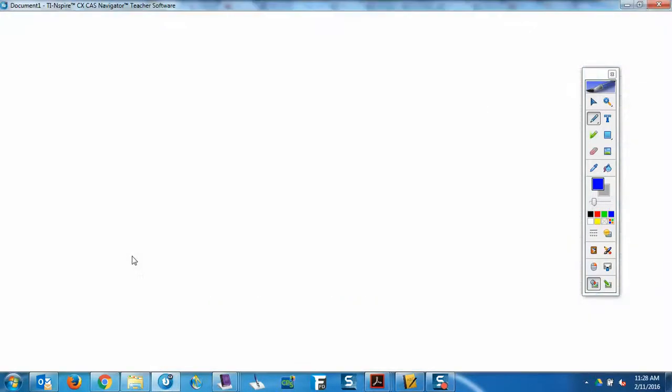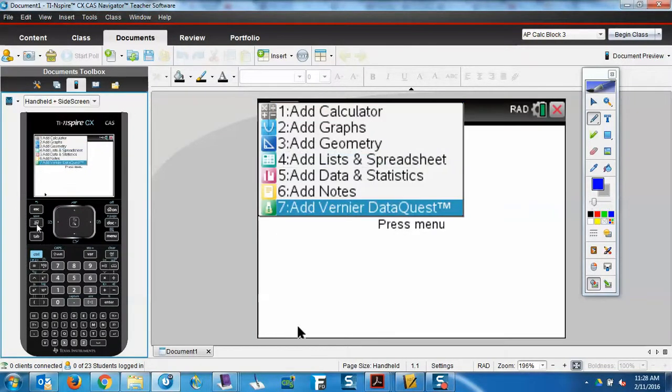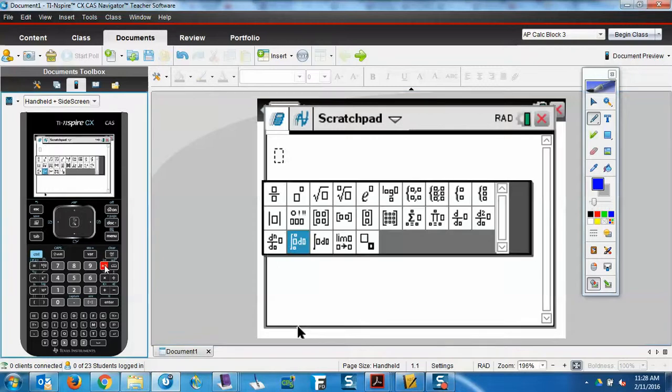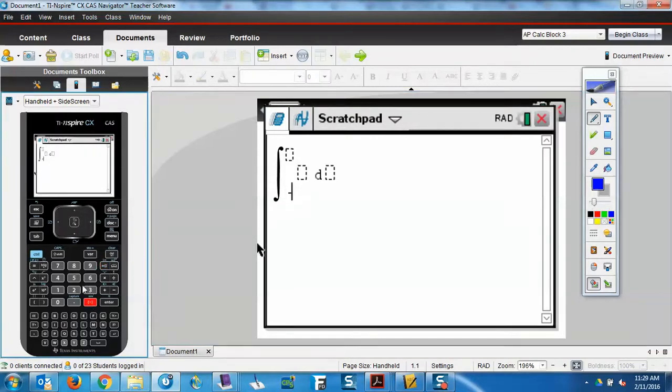If that's really true, that's going to be pretty cool. Because the integral from negative 3 to 4 of x squared.